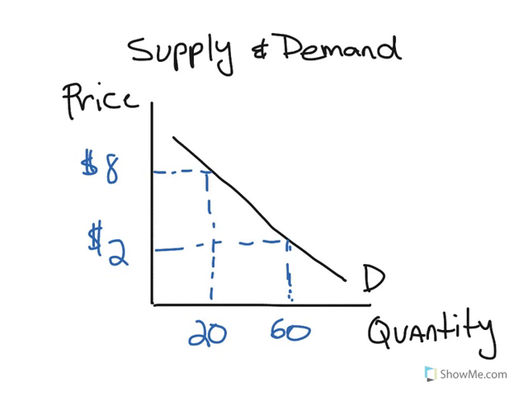The correlation between price and quantity is pretty intuitive. Let's think about a pack of gum. If a pack of gum is $2, you're going to want to buy more gum, in this case 60. I know that's a lot of gum, but let's assume for this example that that is the amount of gum. You're going to want to buy more gum at $2 a pack than you will at $8 a pack. Therefore, in all instances, the demand curve is going to be downward sloping.